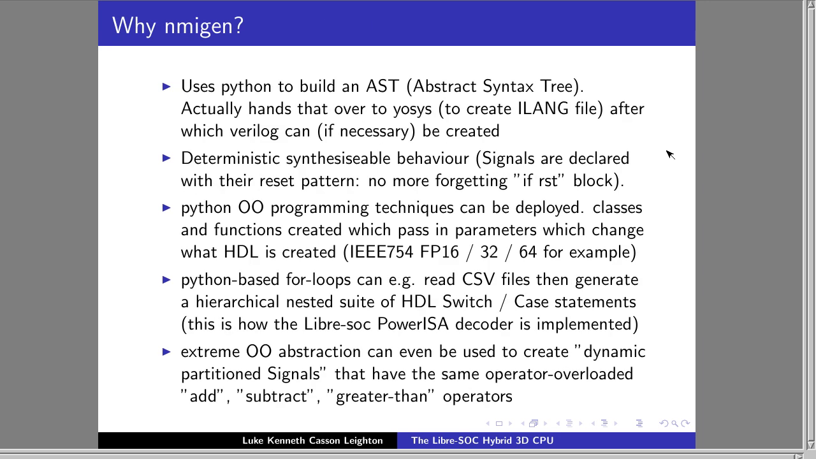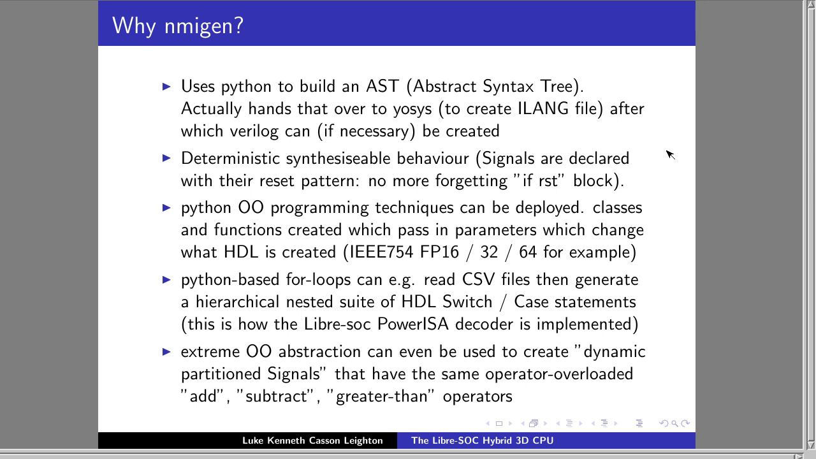So, why are we using nMigen? We can use Python to build an abstract syntax tree explicitly in memory, whereas with Verilog, VHDL, and MyHDL, the language is the expression of the HDL. With nMigen, you're in Python constructing the in-memory HDL using Python classes and objects, and then that in-memory representation is handed over to Yosys to create an ILANG file or RTLIL. After which you can then convert that to Verilog if you need to.